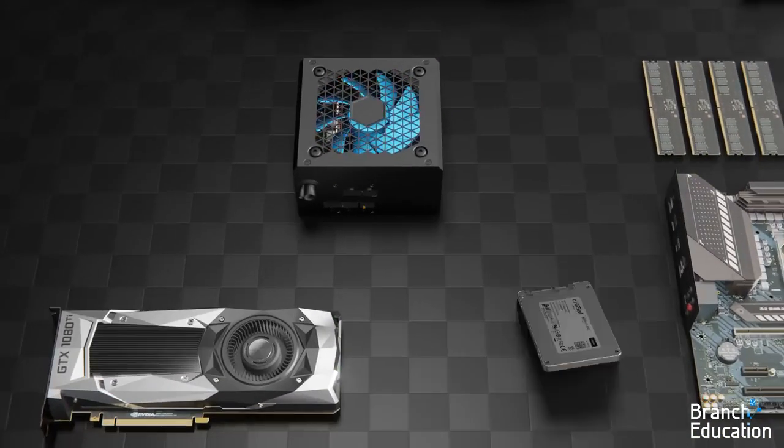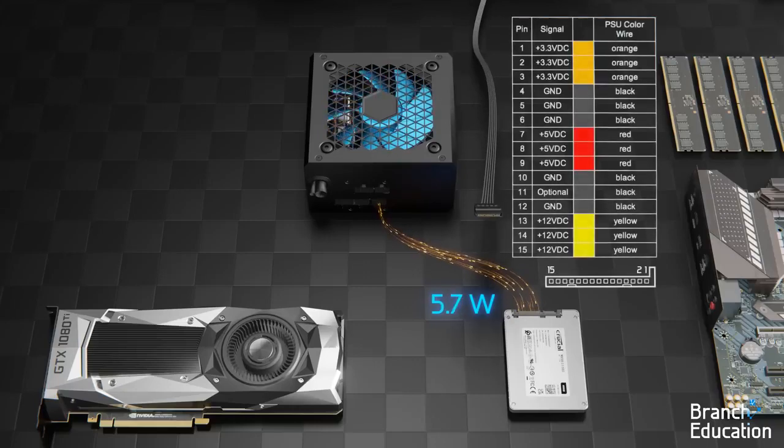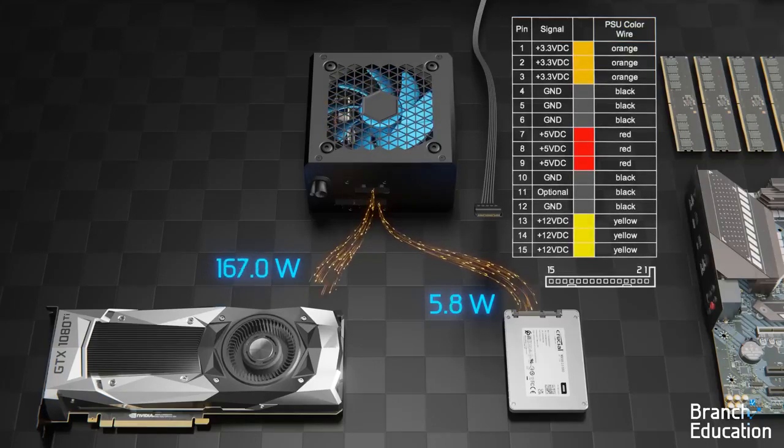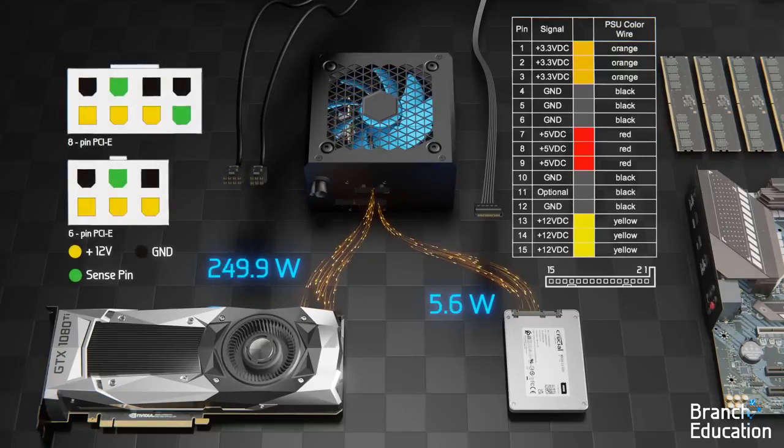For example, an SSD consumes just a few watts, and the connector uses these voltages, whereas your GPU can consume hundreds of watts using these connectors and these voltages.